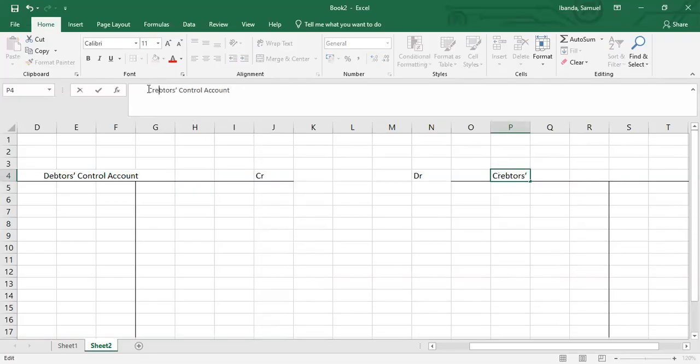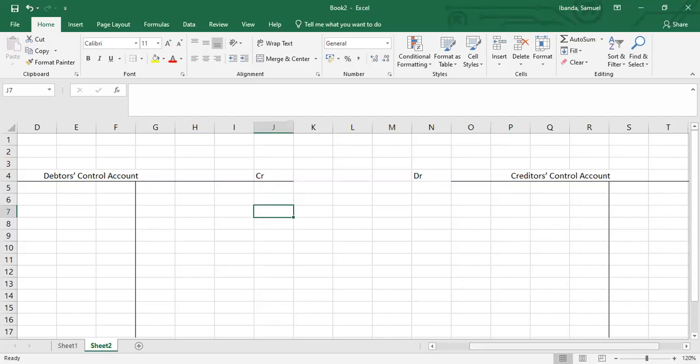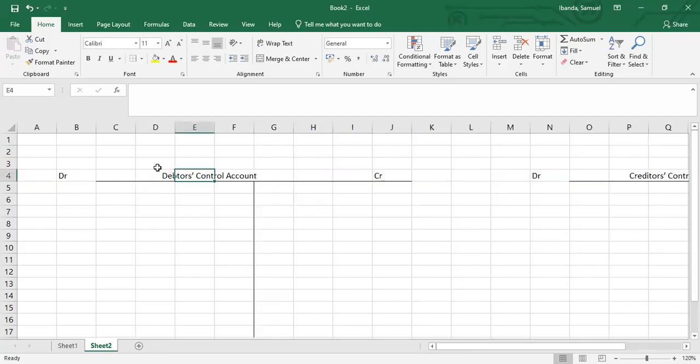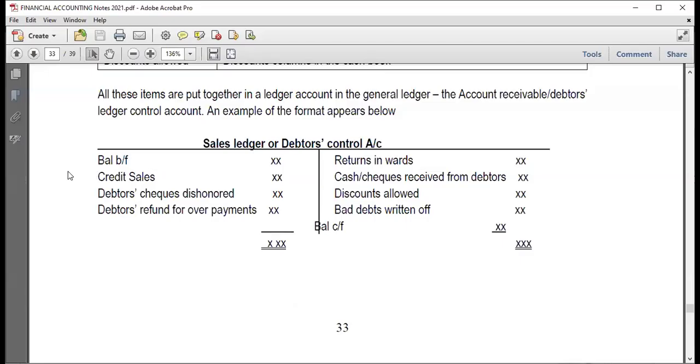Like I said, the creditors control account can also be called the purchases ledger control account, okay? The same thing with the debtors. This can also be called a sales ledger control account. So when they say sales ledger control account, it shouldn't really confuse you, okay? So as you saw, our sales ledger starts with a balance brought forward, and then you start inputting the information, okay?